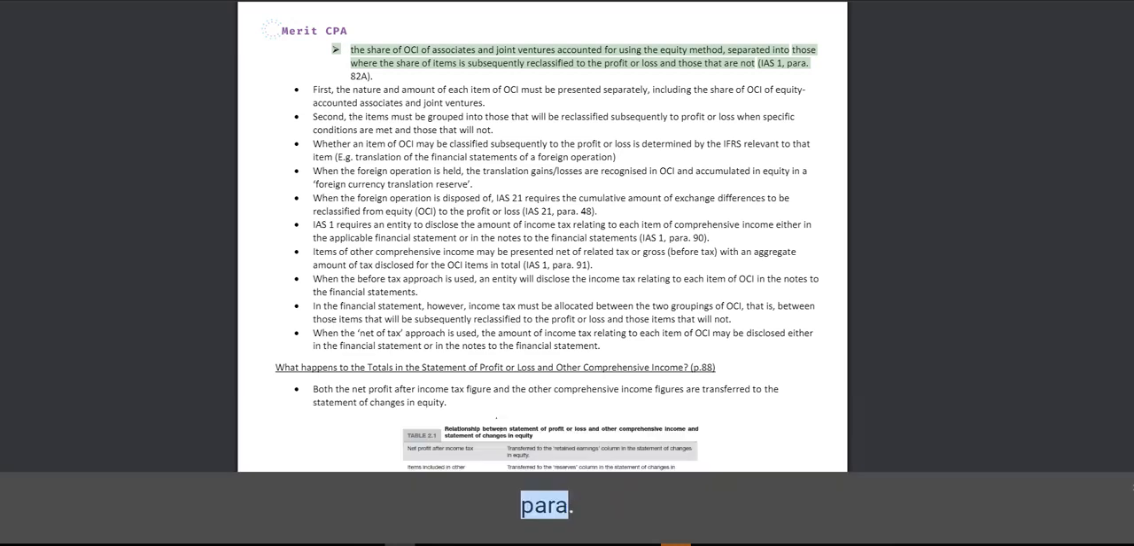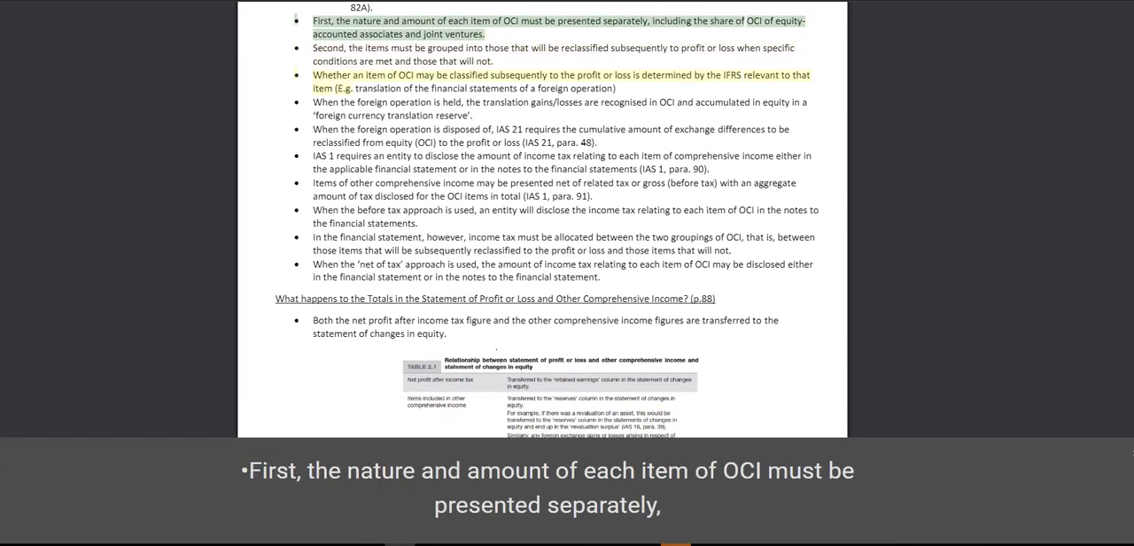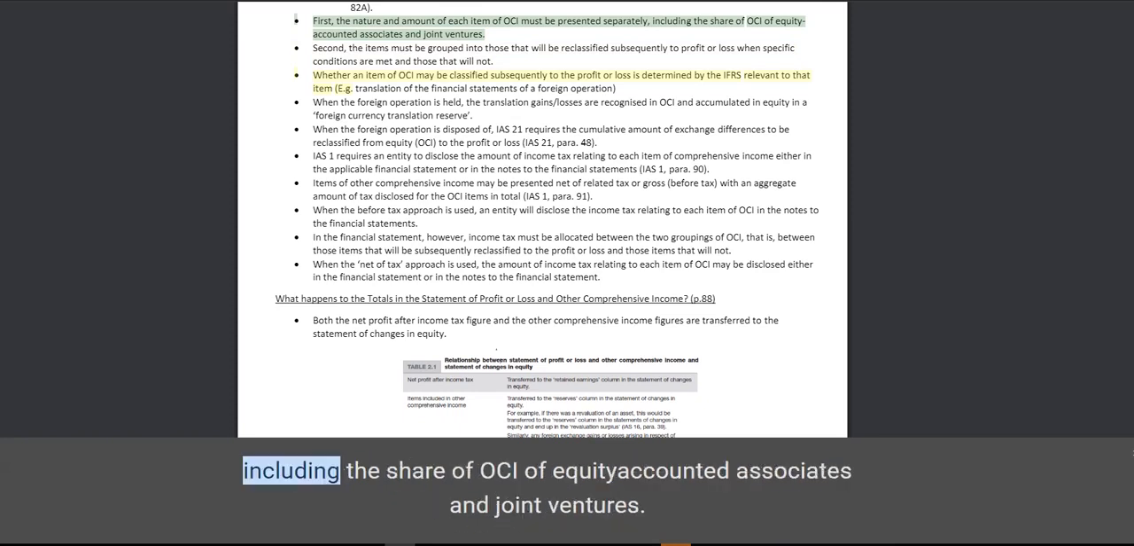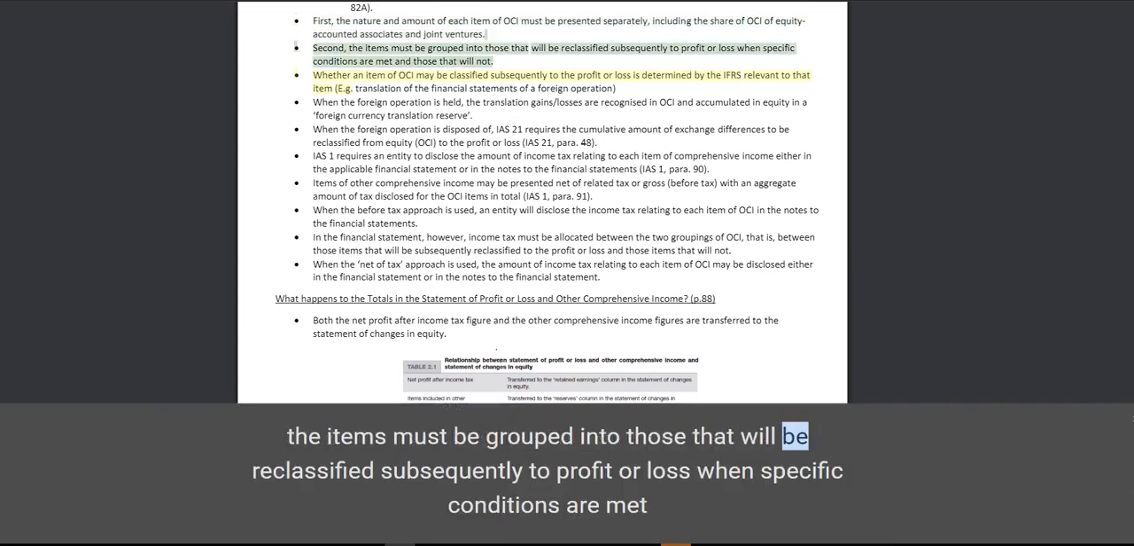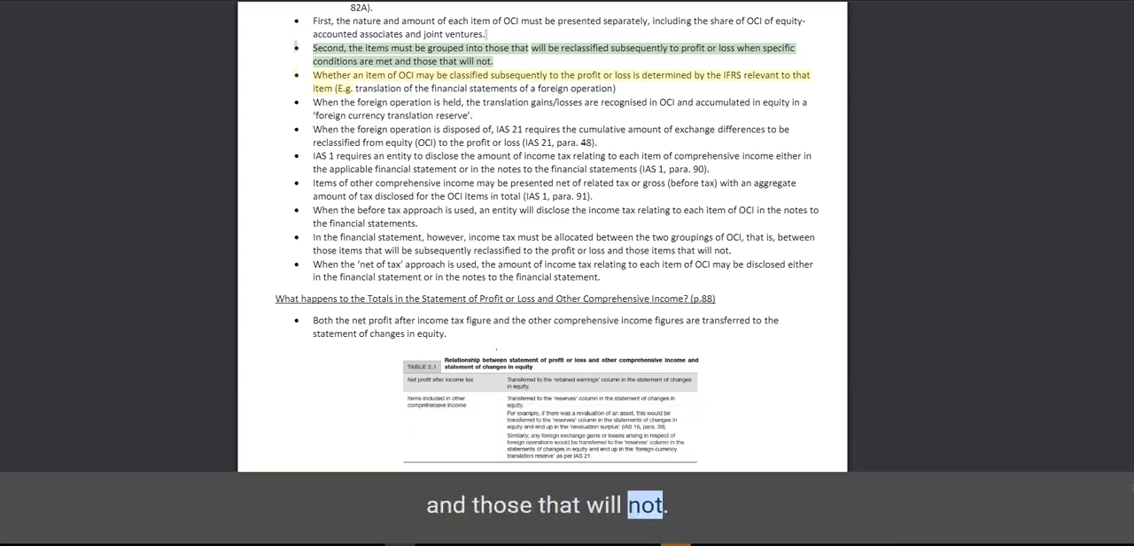IAS 1, para. 82A. First, the nature and amount of each item of OCI must be presented separately, including the share of OCI of equity accounted associates and joint ventures. Second, the items must be grouped into those that will be reclassified subsequently to profit or loss when specific conditions are met and those that will not.